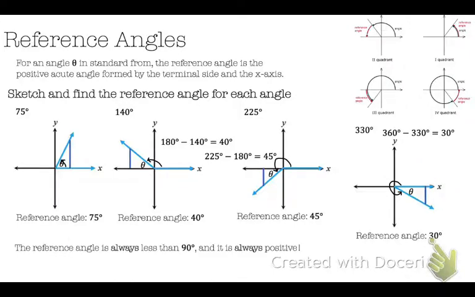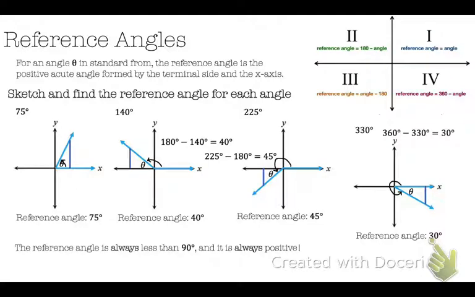Cool? The reference angle is always less than 90 and is always positive, which I was saying before. Okay, and here's a little cheat sheet. Write this down. This will help a bunch. So if it's in the first quadrant, the reference angle is the angle. If it's in the second quadrant, it's 180 minus the angle. Third quadrant is the angle minus 180, and the fourth quadrant is 360 minus the angle.